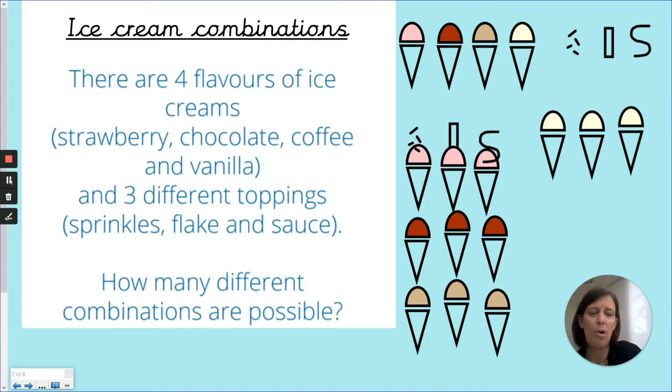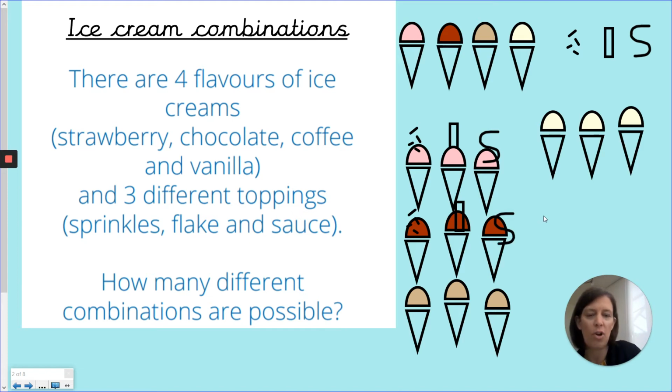Okay, so I've been a little bit more organised now and I've got all my ice creams out. So I did all my strawberries. I can have strawberry with sprinkles, strawberry with flake, strawberry with sauce. So there's 3 in the strawberry ice creams. Chocolate, I could do the same. Chocolate with sprinkles, chocolate with flake, and chocolate with sauce. Again, there's 3, so you've probably got the idea now of the answer to this.